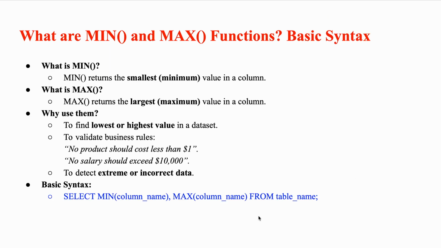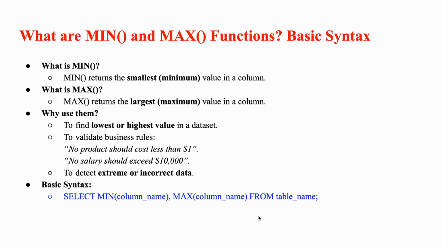Now, let's talk about minimum and maximum function. Minimum function gives you the smallest value in a column, and maximum function gives you the largest. These are super useful when you want to quickly check the range of values in your data. In testing, they help us validate business rules. For example, making sure that no product costs less than $1 or that no salary exceeds $10,000. They are also great for catching extreme or incorrect values that could cause issues.